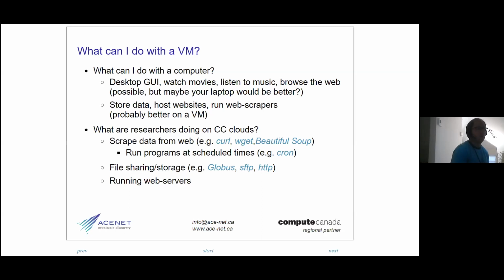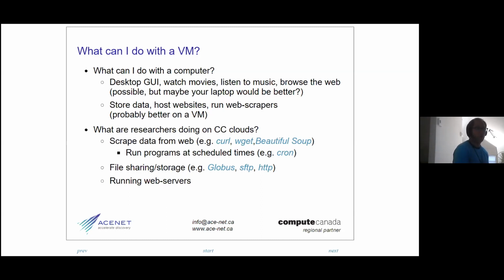What are researchers doing with Compute Canada Clouds? I mentioned some of the reasons why you might want to use it, but what are they actually doing? Well, for example, some researchers will use their virtual machines to pull data down from the web. There's a few tools, for example, curl and wget, which are command line tools you can use with the shell that I was talking about earlier, where you can type commands to download data from websites and things like that, or files from the internet, and collect those, or you can build these things into scripts.